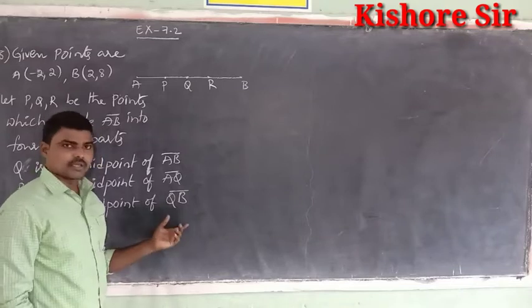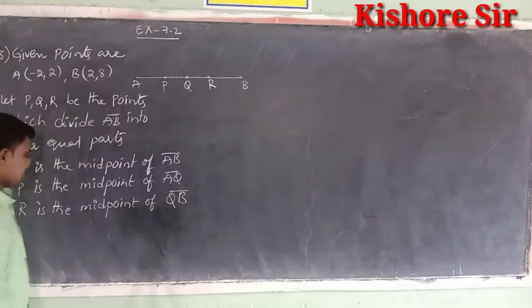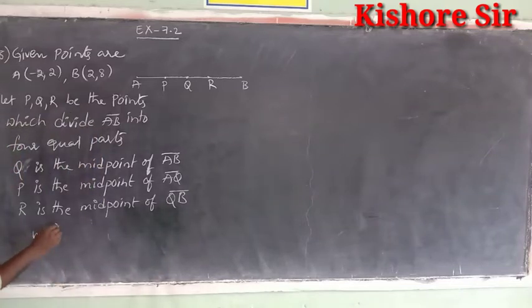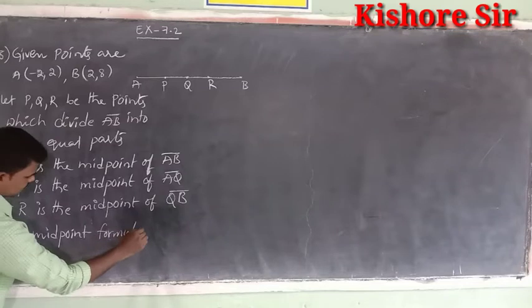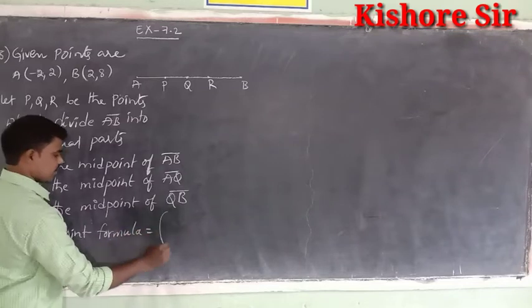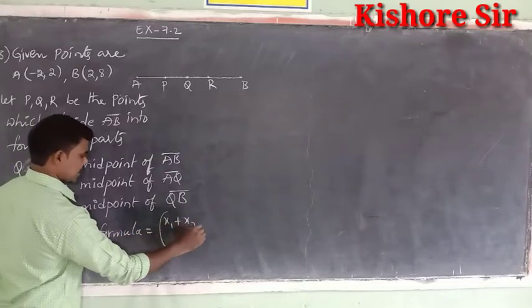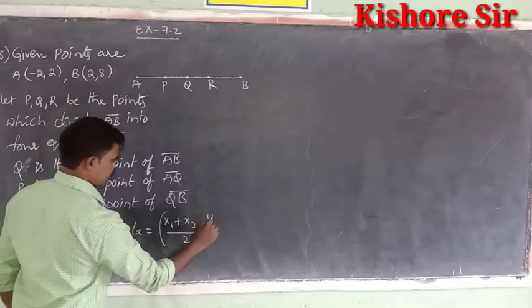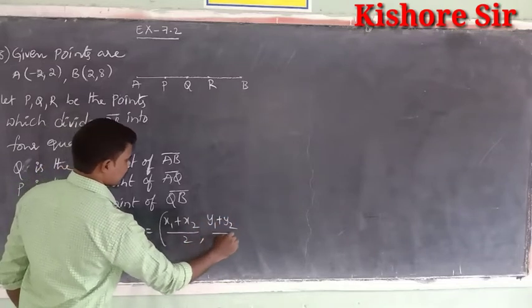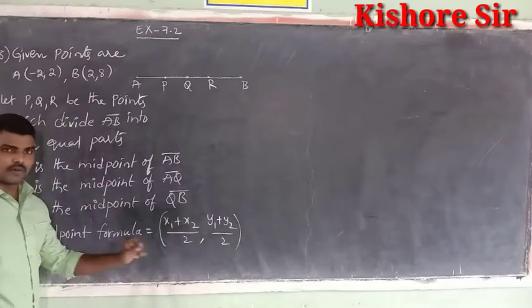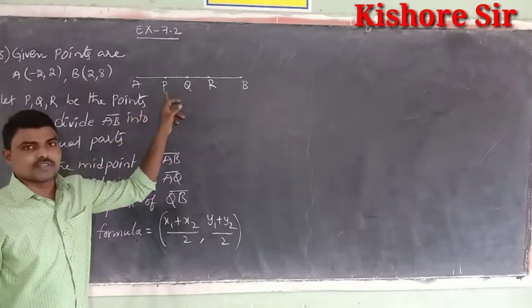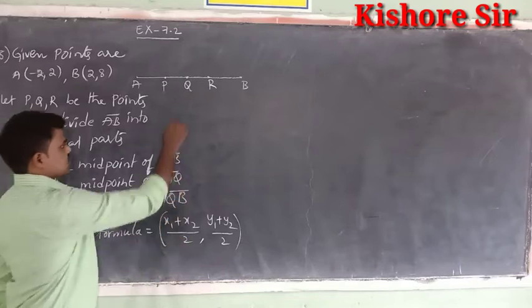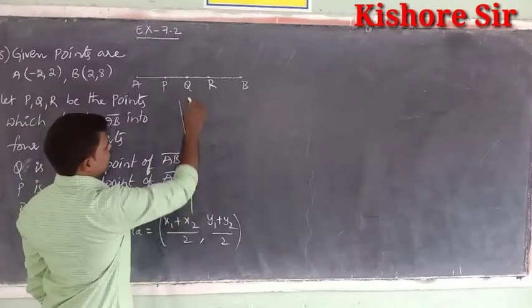Here we use the midpoint formula. What is the formula? It is x1 plus x2 by 2 comma y1 plus y2 by 2. This is the midpoint formula. We can use this formula to find the coordinates of these 3 points. First we have to find the coordinates of the point Q.